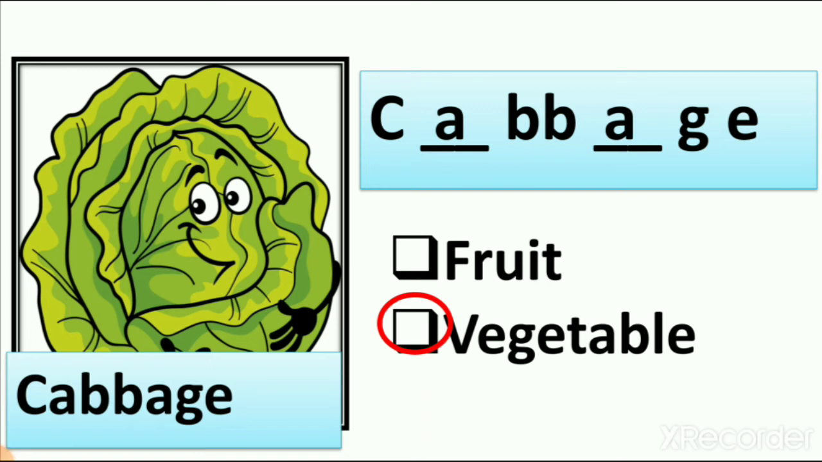So today we learn which is a fruit and which is a vegetable that we eat in our daily life. So here is the spelling of cabbage, C-A-B-B-A-G-E, and cabbage is a vegetable. Now let's see which is the next one.